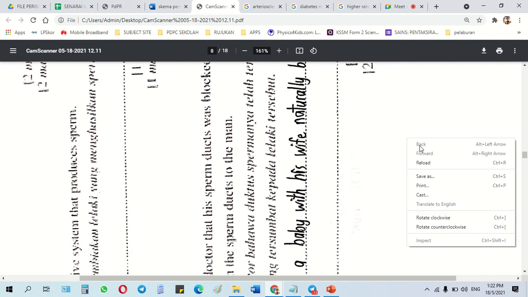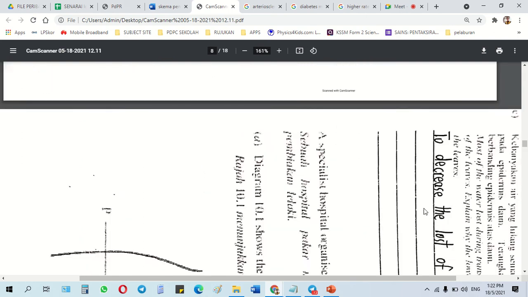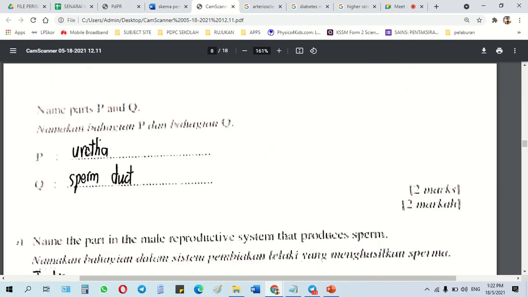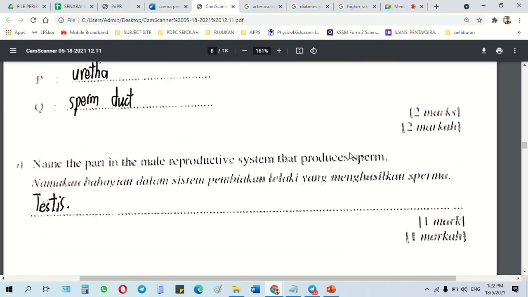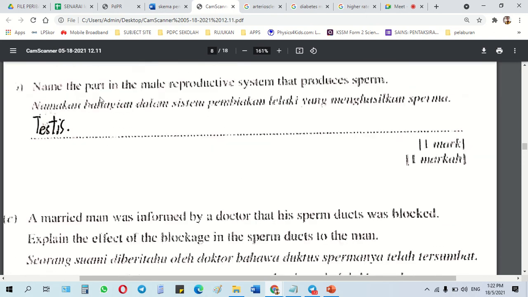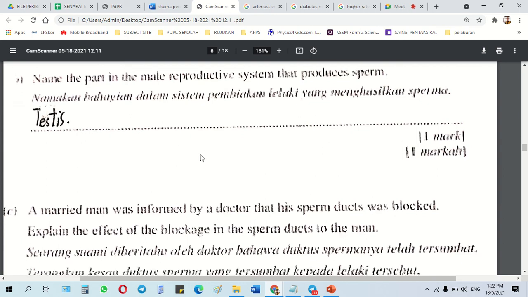Okay, let's see whether your friend is right or wrong here. Okay, P is urethra, correct. Q is sperm duct, correct. So 2 marks. And then name the part in the male reproductive system that produces sperm. Of course, testis. There is nothing else. Okay, so this one is also easy.